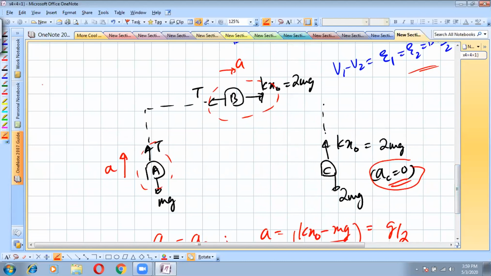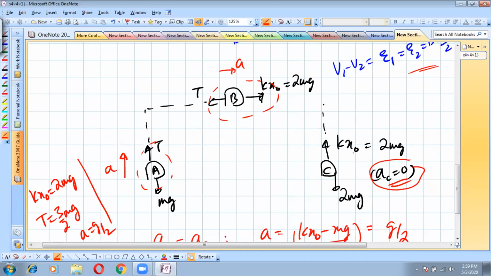You see that when you solve this, the tension will come out to be 3 by 2 mg, because kx naught is 2 mg, and that's why the common magnitude of acceleration will come out to be g by 2. Okay. Just like this. But this is just momentarily.